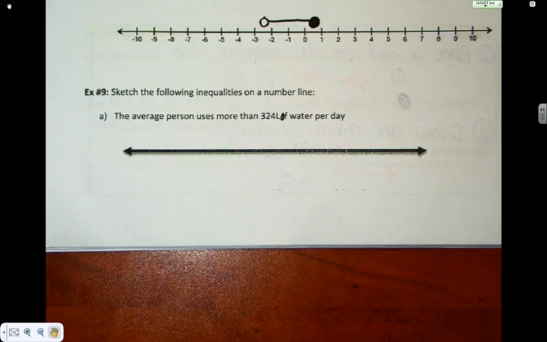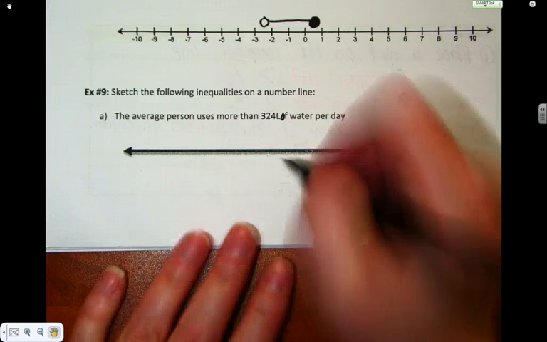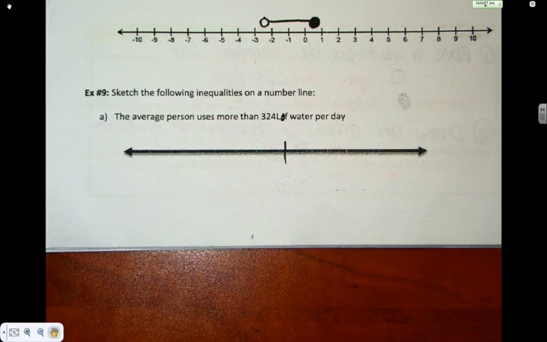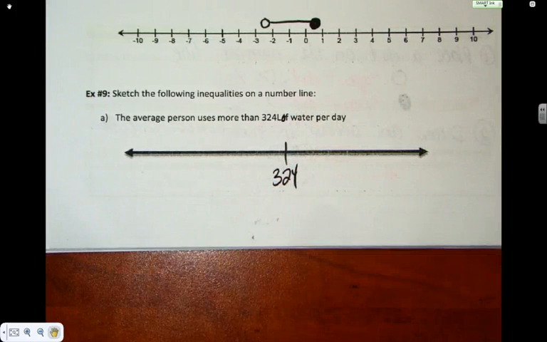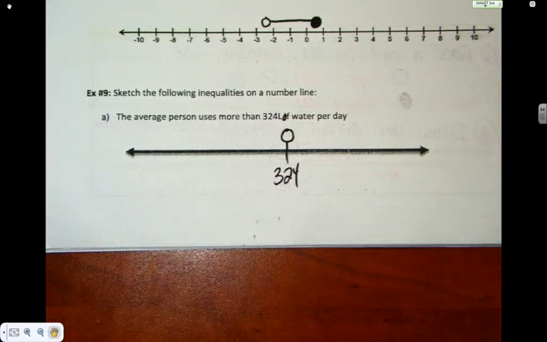So I don't want to have to put all the ticks on a number line between 0 all the way up to 324. That would be a lot. So I'm going to put 1 tick. I don't care where it is. I just kind of pick the center. And what I'm going to write there is 324. Okay, so we're not putting all the little ticks. That's just going to take us too long. I'm going to put a dot there.